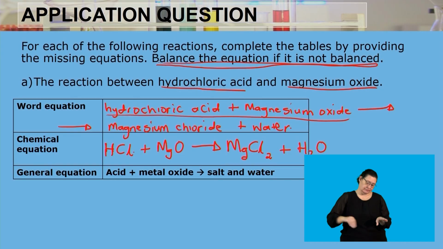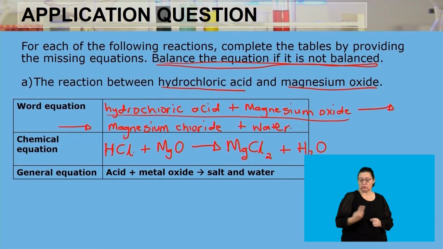Now, we were also asked that we need to balance the equation if the equation is not balanced. How do we check? By counting the number of atoms on the left-hand side and also on the right-hand side. Should they be equal, then the equation is balanced. So, we have one hydrogen here, but two hydrogens on the other side. We have one chlorine, two chlorines there. One magnesium, one oxygen and one oxygen. So therefore the magnesium and oxygen are balanced, but the chlorine and the hydrogen are not balanced.